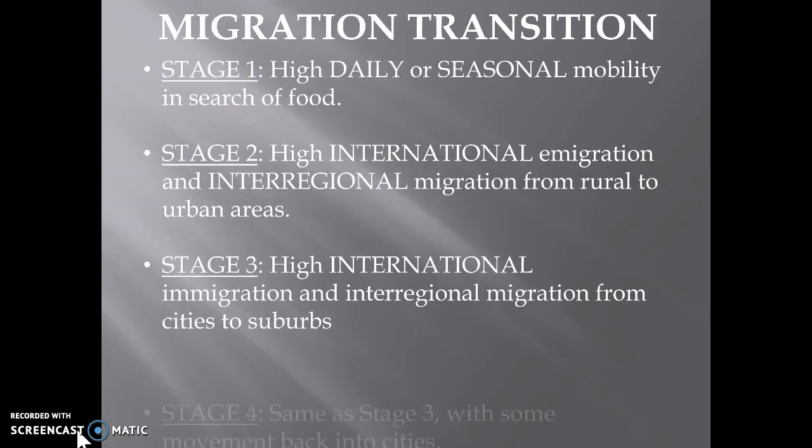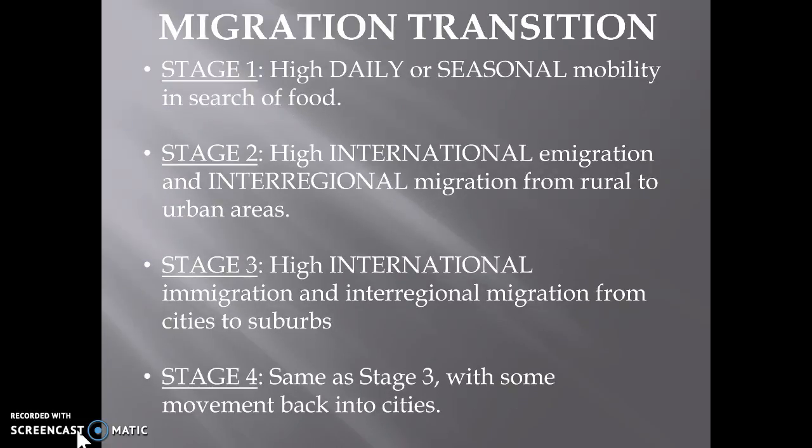There are 4 stages of migration, and this is the migration transition model, and yes, another model with 4 stages. The first one, stage 1, is high daily or seasonal mobility in search of food. You don't see that so much anymore. That's really your hunter-gatherer societies. Stage 2 is high international immigration and interregional migration from rural to urban areas. This is as countries advance and develop further. People are moving out of the countryside into the cities where you have jobs.